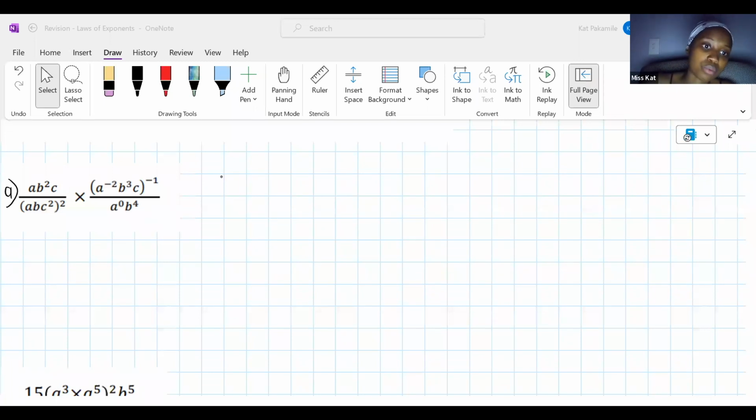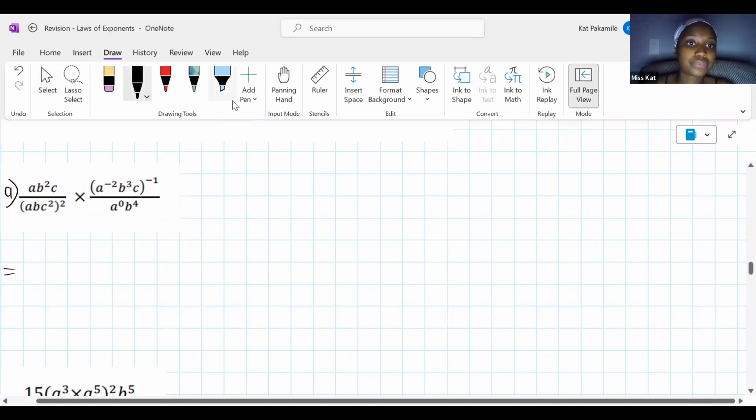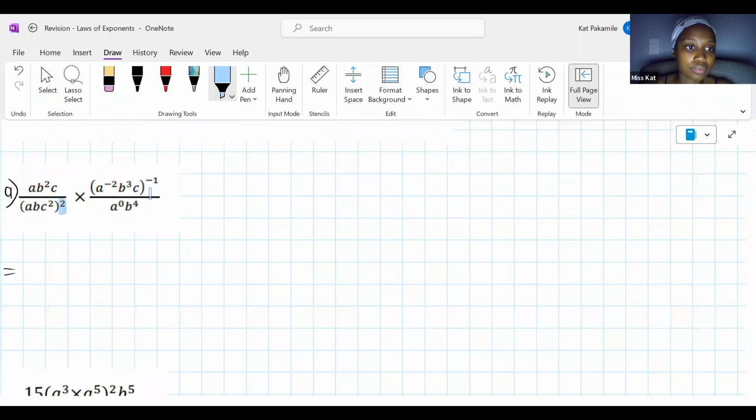So where would you start with this? Firstly, I would start off with the brackets. I would break up the bottom bracket, (A B C to the power of 2). So I would say A to the power of 2, B to the power of 2, and C to the power of 4. Let me first write the numerator. Beautiful.